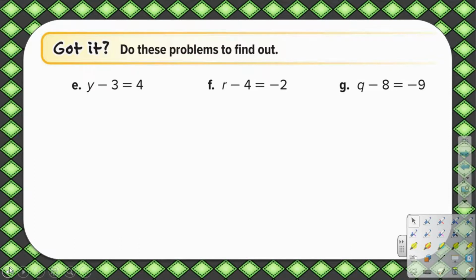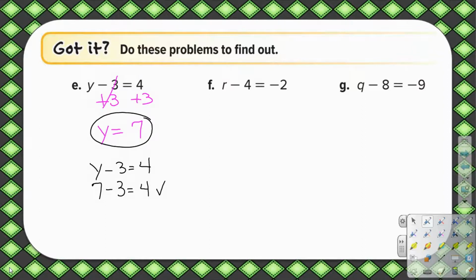All right, hopefully you got those all correct. We'll do a double check here. We're going to add 3 to both sides. That leaves us with y is equal to 7. Let's check it out. y minus 3 equals 4. We'll plug in 7 for y. 7 minus 3 equals 4. Checks out. Good job.